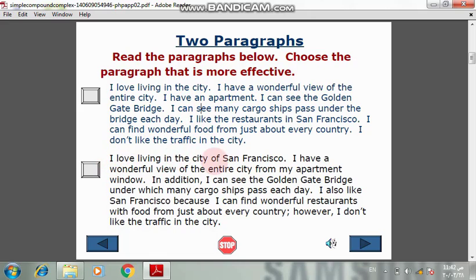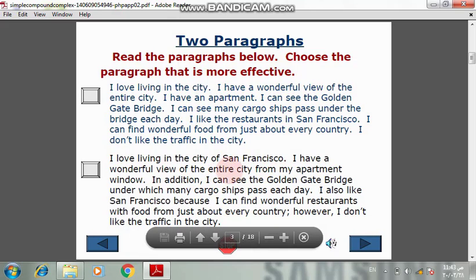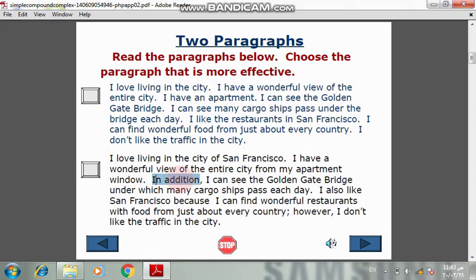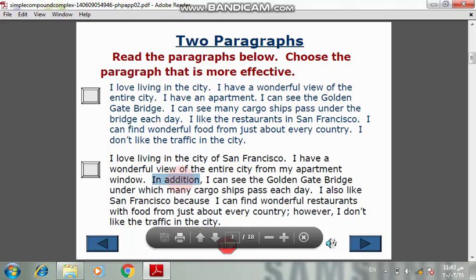I love living in the city of San Francisco. Here he mentioned the city. He didn't say only city. He said the city of San Francisco, and it's still a simple sentence. I have a wonderful view of the entire city from my apartment window. Still a simple sentence.